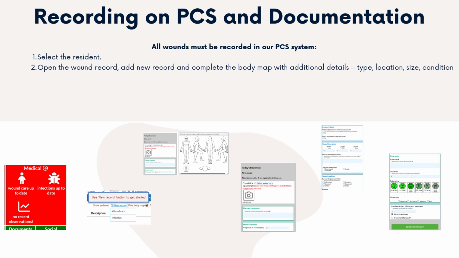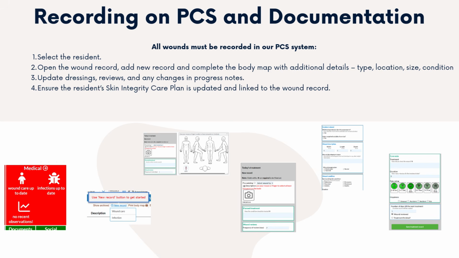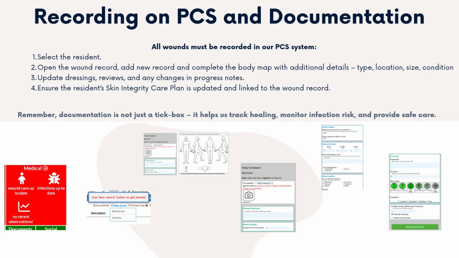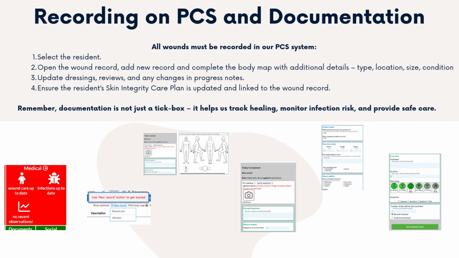Moving forward on wound care reviews, you should update dressings, reviews, and any changes you have noted in progress notes. To ensure good triangulation, the resident's skin integrity care plan must also be updated following any new wounds being documented or any changes, and the wound care record should be linked to the care plan. Remember, documentation is not just a tick box. It helps us track healing, monitor infection risk, and provide safe care for our residents.